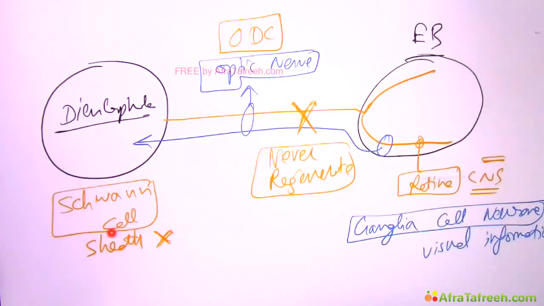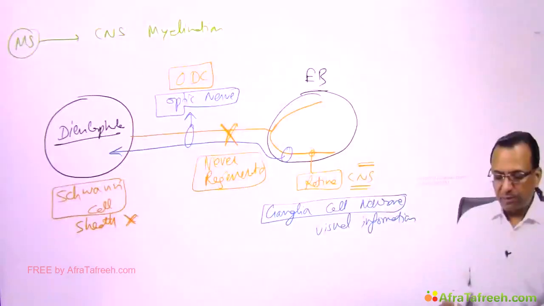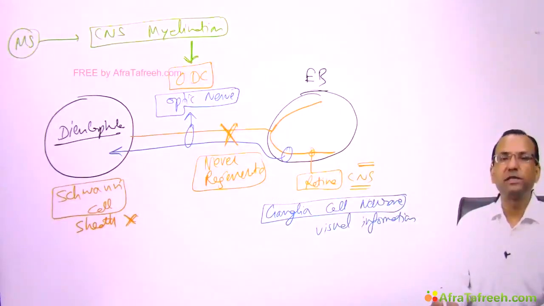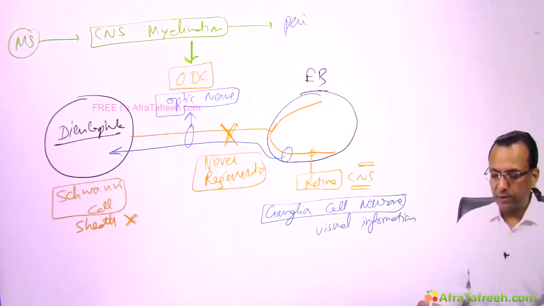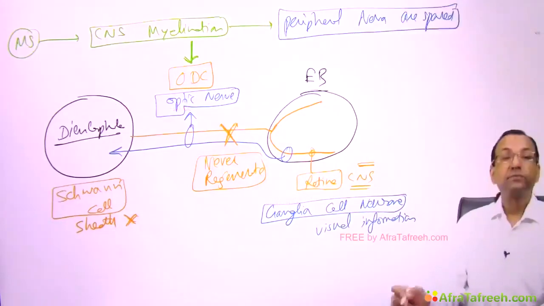And because the Schwann cell sheath is missing, once the optic nerve is damaged, it cannot regenerate. It never regenerates. One more thing. You know about multiple sclerosis, which is a problem of CNS myelination. It is a problem of the oligodendrocyte, but it will not affect the Schwann cell. So peripheral nerves are spared. Why are the peripheral nerves spared? Because they are myelinated by Schwann cells.